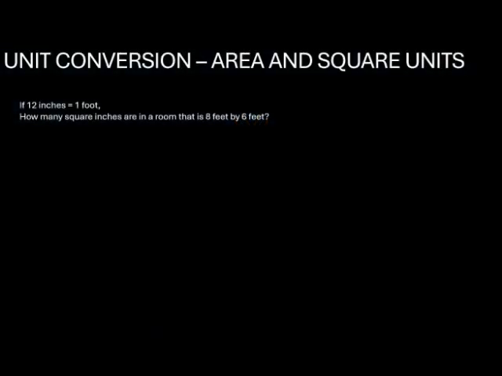Here we'll do an example with square units and unit conversion. We are asked how many square inches are in a room that is 8 feet by 6 feet. Let's first draw a picture of this room. This room is going to look like a rectangle. It's going to be a little bit longer than it is tall. Since we are 8 feet by 6 feet, we'll let the longer side be 8 feet and the shorter side be 6 feet.